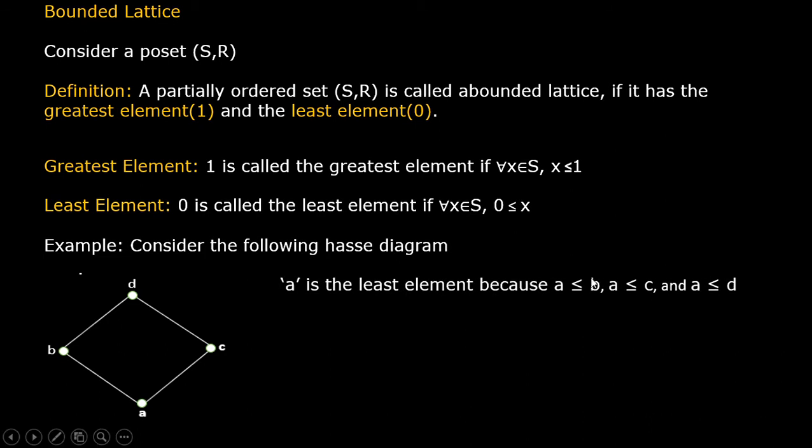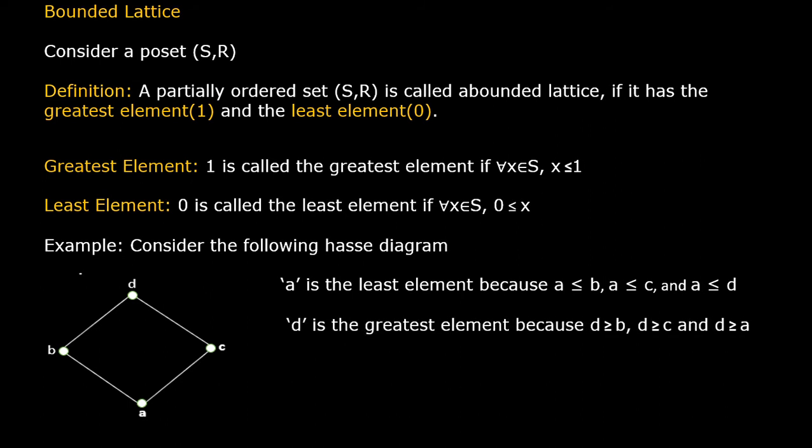Clearly A is the least element here because A is less than or equal to B, A is less than or equal to C, and A is less than or equal to D. Or in other words, A is related to B, A is related to C, and A is related to D. So if I check here, I can clearly see A is related to B, A is related to C, and A is also related to D through transitivity. Therefore, I can clearly say that A is the least element over here.